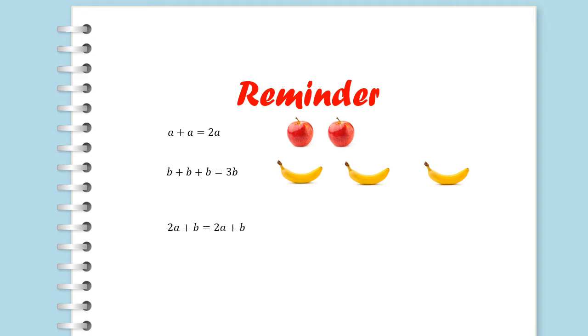But if we have 2 apples plus 1 banana, they are 2 apples plus 1 banana. We can't say they are 3 apples. They are not 3 bananas. They are 2 apples plus 1 banana. We cannot simplify this anymore. So we cannot solve it further. That's it, this is 2A plus B.